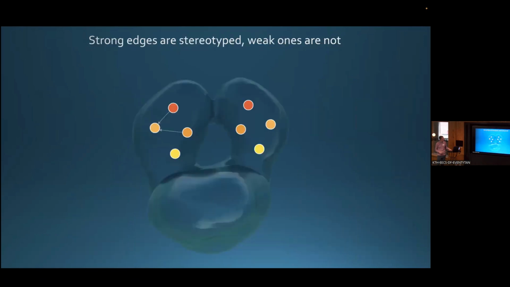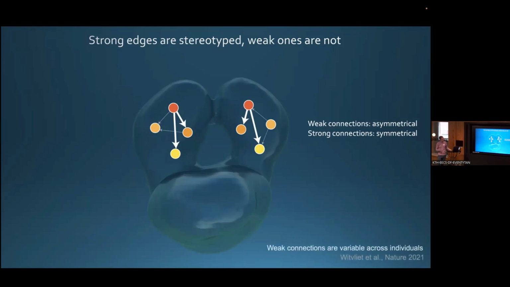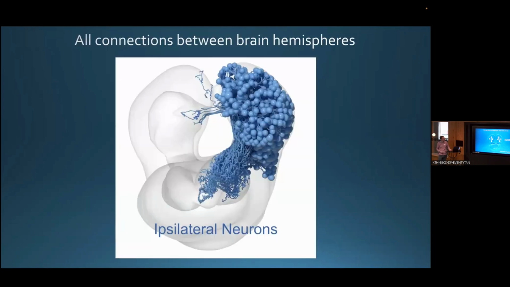And basically what we see is that the weak edges are not stereotyped across brain hemispheres, even in the same animal or across animals, where these strong edges are stereotyped, very much so, across brain hemispheres and across animals. And this is also seen in CL again, so weak connections are variable across individuals. This is just kind of a baseline for these nanoscale nodes.